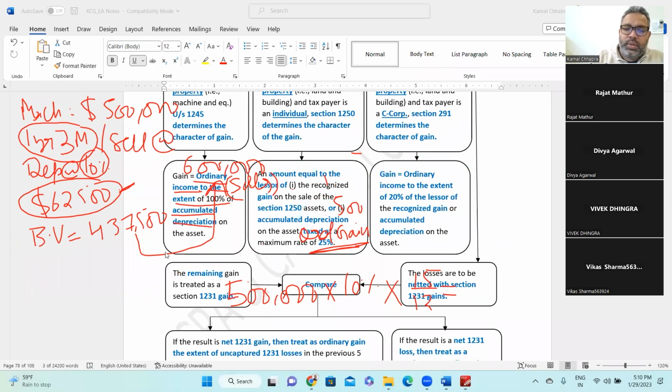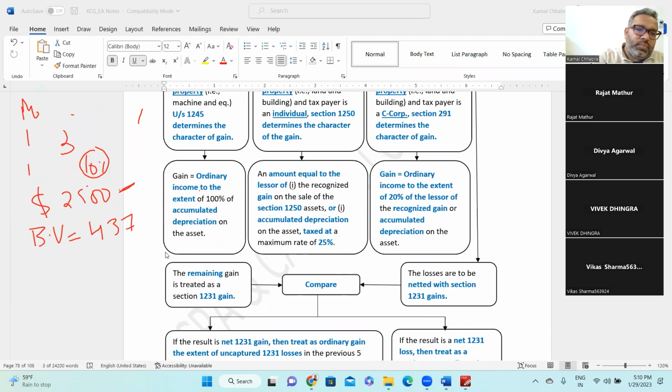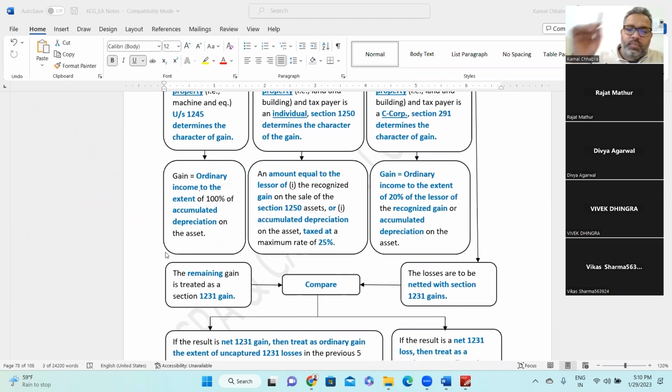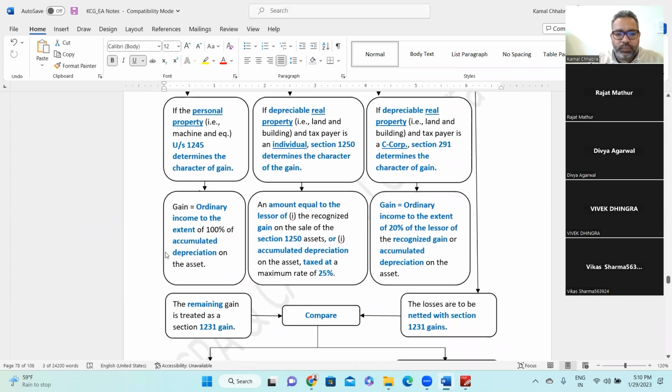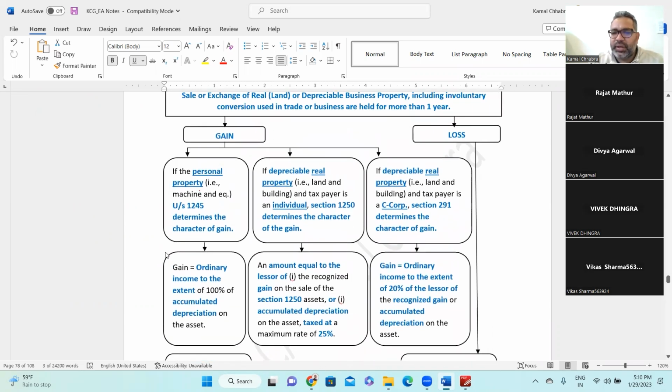Okay, one second, let me remove this. Okay, so now look at the left hand side. I think we have covered it. The remaining gain will be treated as section 1231 gain, that is taxed at the lower tax rate, as a capital gain tax rate.